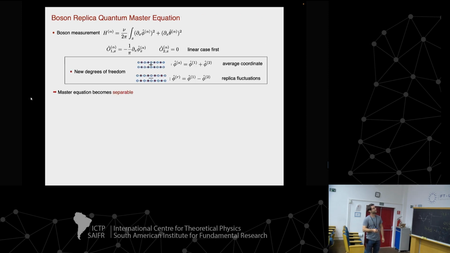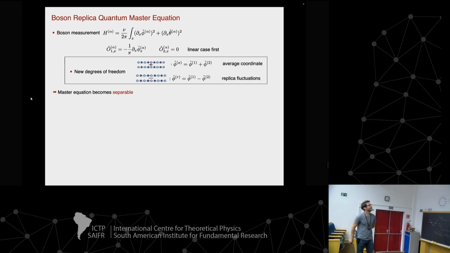We want to study the structure of this two-replica theory. And to make our life a little simpler, let us first look at the case where we approximate our measurement operators by the simple piece, the one that is linear in phi. And there was another piece, this cosine nonlinearity. Let's discard this for the moment to see the structure a bit better.